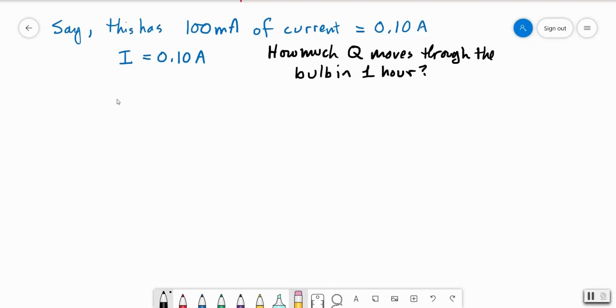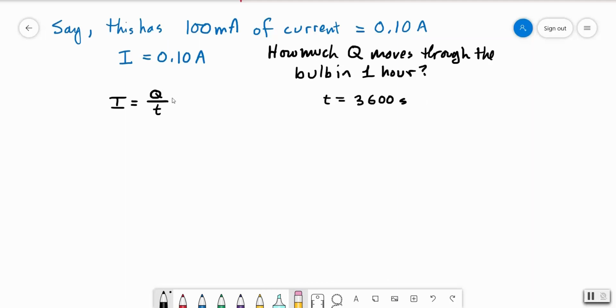If the current is equal to the charge that moves through the bulb divided by the time it takes to move through the bulb, then we need to convert this to coulombs per second. We need coulombs per, and time needs to be in seconds. So not 1 hour, but we would instead write that time is equal to, remember how many seconds are in an hour? 60 seconds in a minute and 60 minutes in an hour. So if you did your conversion, you would get that the time is equal to 3,600 seconds.